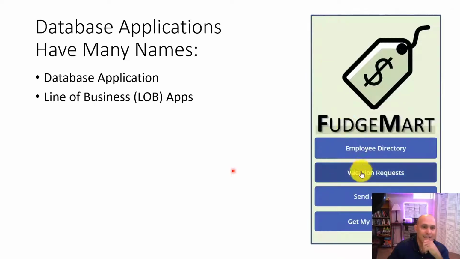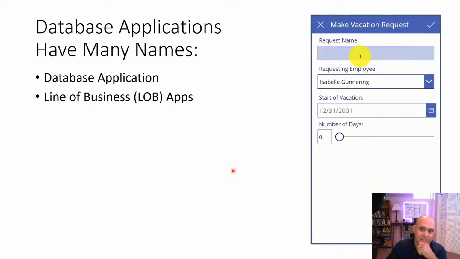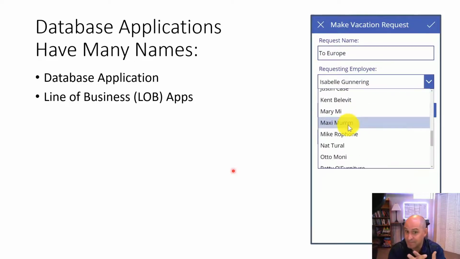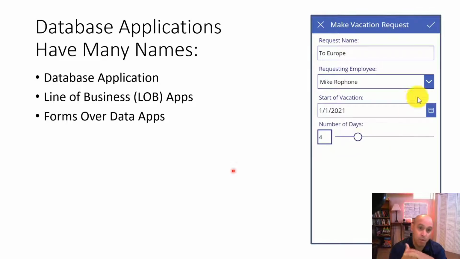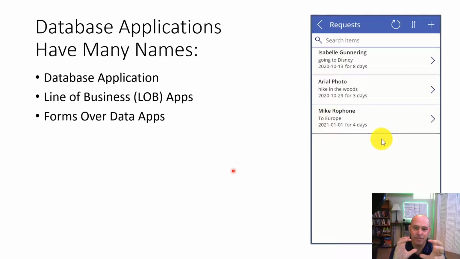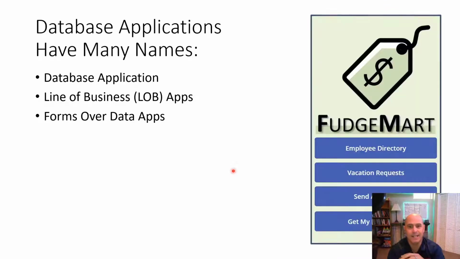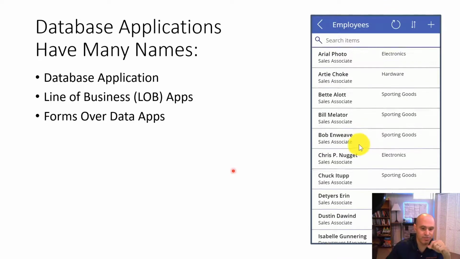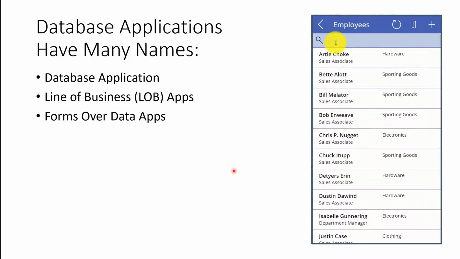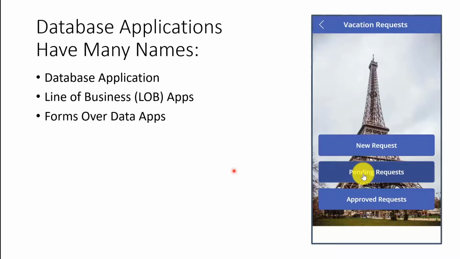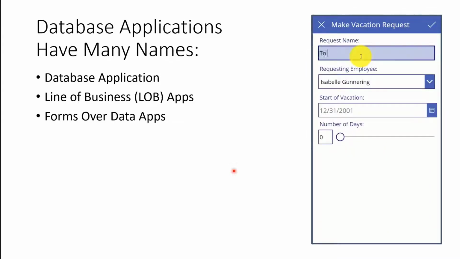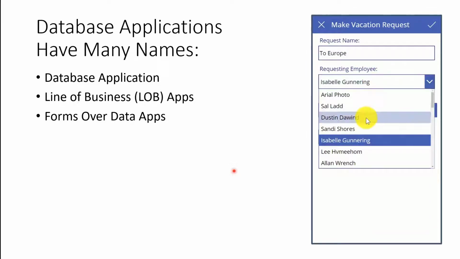We also might call this a line of business application. So it aligns with a business function or a business method within an organization. It's also called a forms over data app, because if you look at what you see here, there's a lot of user interface that is directly related to the underlying data structures, the tables, if you will, and the data that goes in the tables. So that's why it would be called a forms over data app.